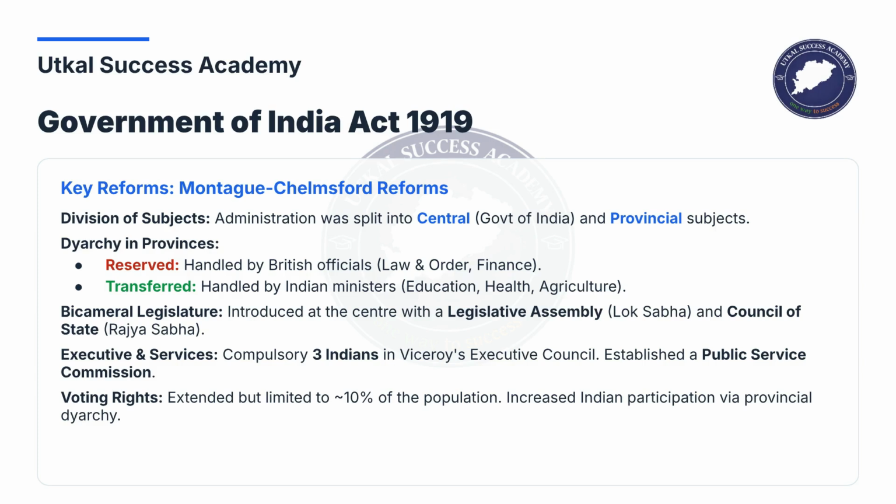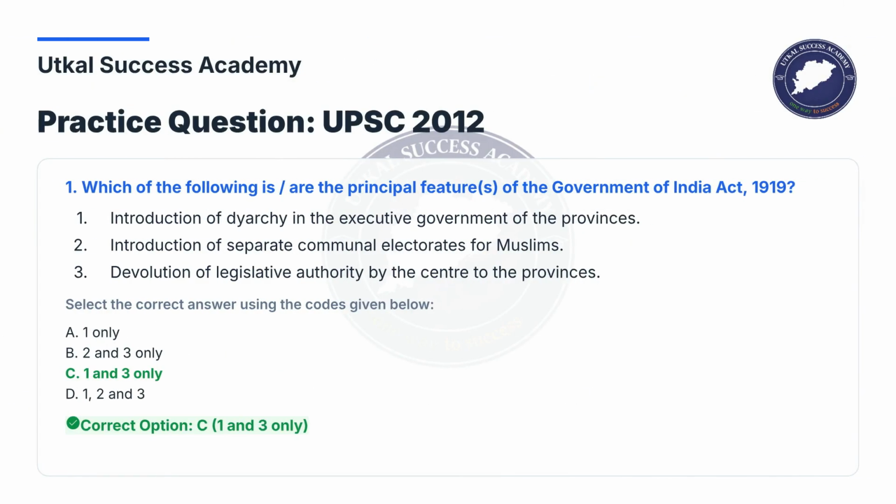The Government of India Act, 1919, also known as the Montagu-Chelmsford Reforms, introduced major constitutional changes in British India. It divided subjects between the center and provinces and introduced diarchy in provinces by separating reserved and transferred subjects. It also established a bicameral legislature at the center, increased Indian representation in administration, and expanded limited voting rights. The correct answer is 1 and 3 only.